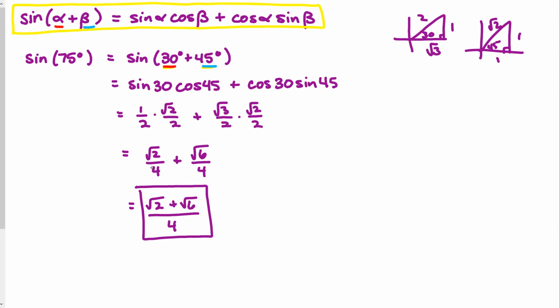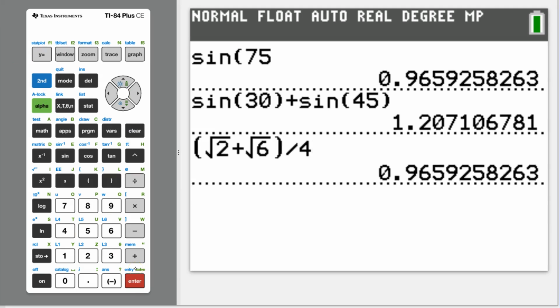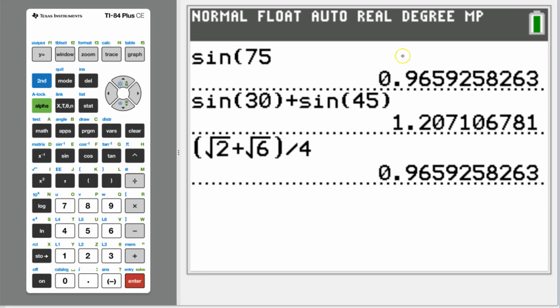Now let's just grab the calculator again. So let's calculate square root 2 plus square root 6 divided by 4. You see the value we got for sine of 75 is the same as that value, so that's a nice check.